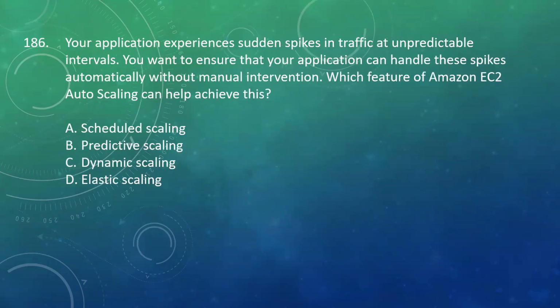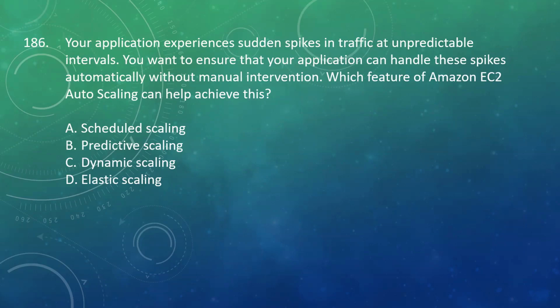Next question. Your application experiences sudden spikes in traffic at unpredictable intervals. You want to ensure that your application can handle these spikes automatically without manual intervention. Which feature of Amazon EC2 Auto Scaling can help achieve this? Your options are scheduled scaling, predictive scaling, dynamic scaling, and elastic scaling.